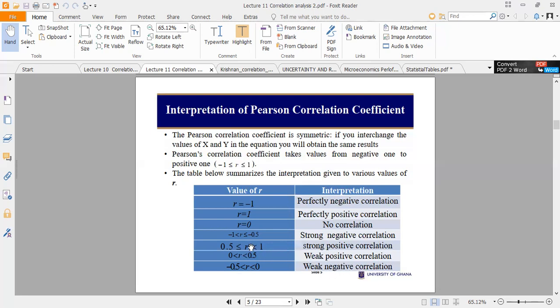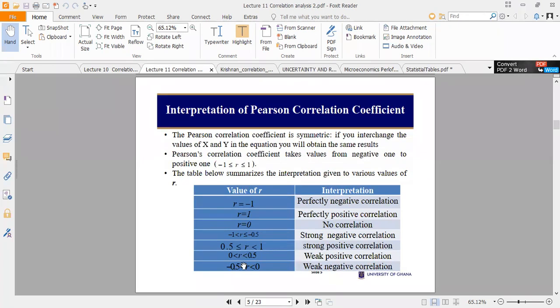Then for strong positive correlation, the R must be greater than or equal to 0.5, but it has to be less than 1, because as soon as it's exactly 1, we are talking about perfectly positive correlation. So if you get something like 0.55, 0.7, 0.9, 0.8, we are talking about strong positive correlation.